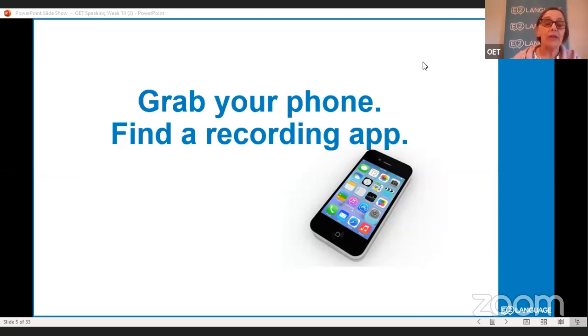Yes. So get your recording. You can use a recording app. I've got one. I can't remember what it's called. Something recording app.